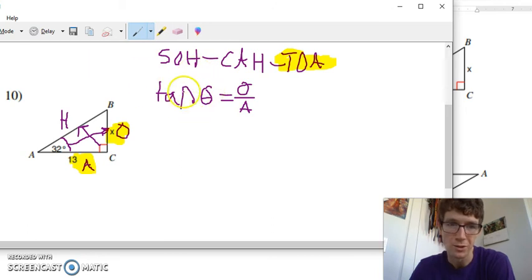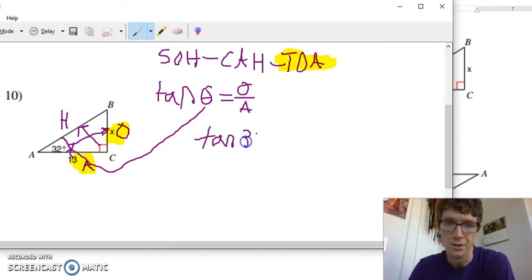So now we have this general equation. Let's plug in what we know. We know that our angle, theta, that's our 32 here. So the tangent of 32 is equal to our opposite, which is our x, all over our adjacent, which is our 13. That didn't work. Let me try that again. 13. Okay, cool.